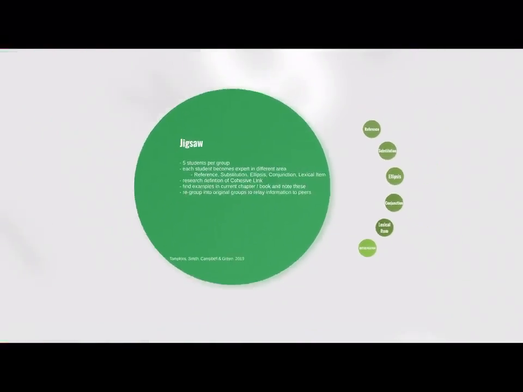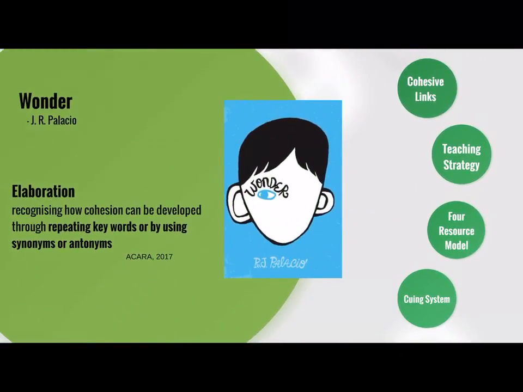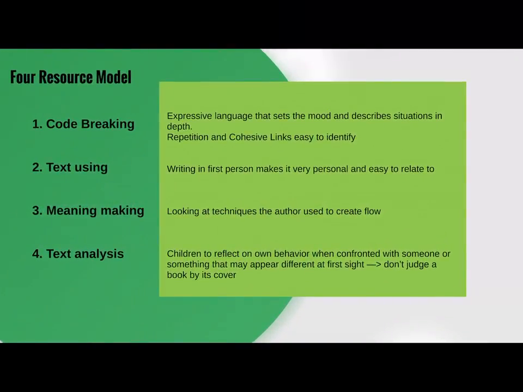Looking back at the 4-resource model again, the simple language used in this book allows the readers to identify repetition and cohesive links on a code-breaking level. The text users can easily relate to the book and the expressions used. Since it is written from the perspective of a 5th grader, in terms of meaning making, the students can look at the techniques the author uses to create flow and compare these with how they speak themselves.